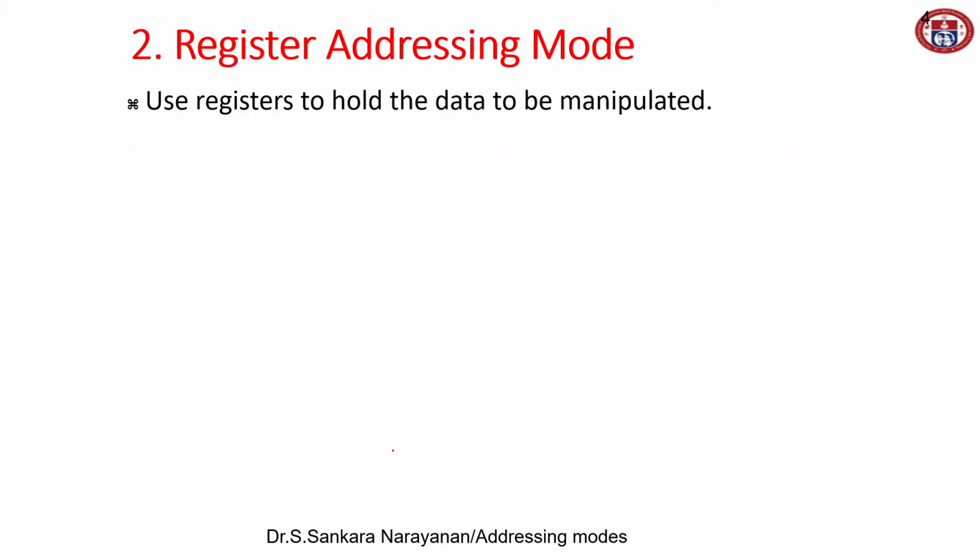The next addressing mode is register addressing mode. Here we use registers to hold the data to be manipulated. In the previous addressing mode, immediate addressing mode, the operand is specified as a constant value. But in register addressing mode, we use registers to hold the data to be manipulated.